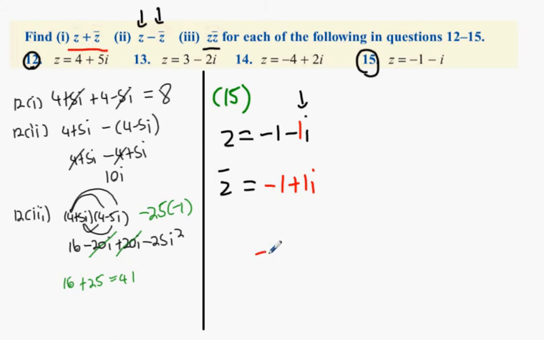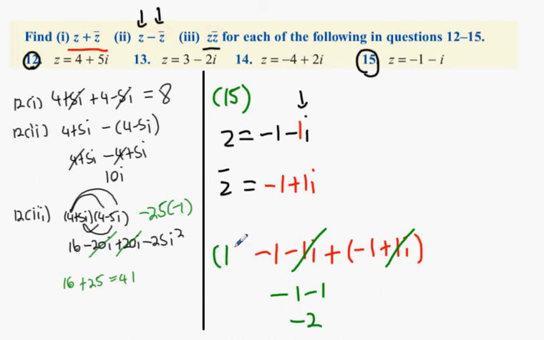Okay? Now, what question 1 asked you is get the number and add it to its conjugate. So you want to get minus 1 minus 1i, and then you're going to add it on to the conjugate, which is minus 1 plus 1i. So what happens to minus 1i and plus 1i? Cancel. Then you have minus 1 minus 1, which is minus 2. So that's the answer to part 15, part 1.